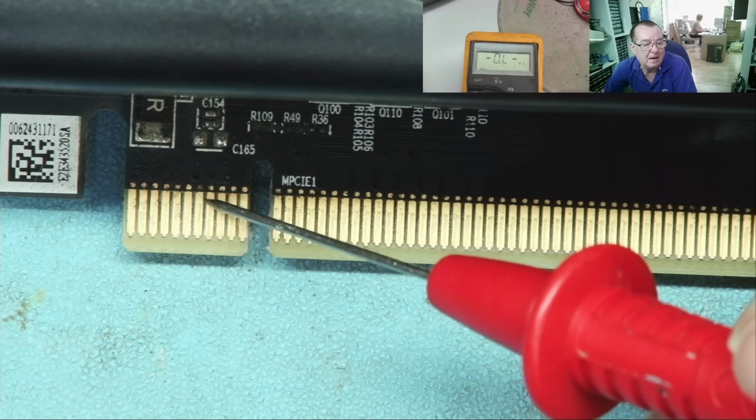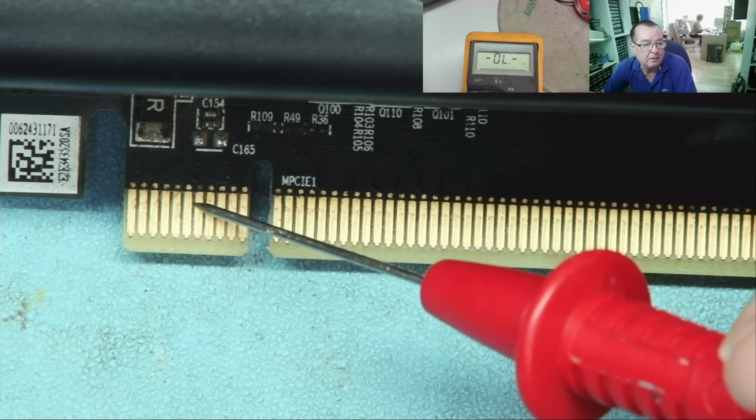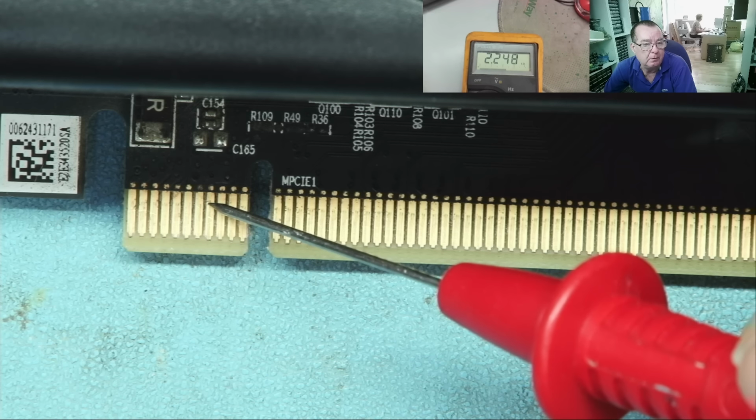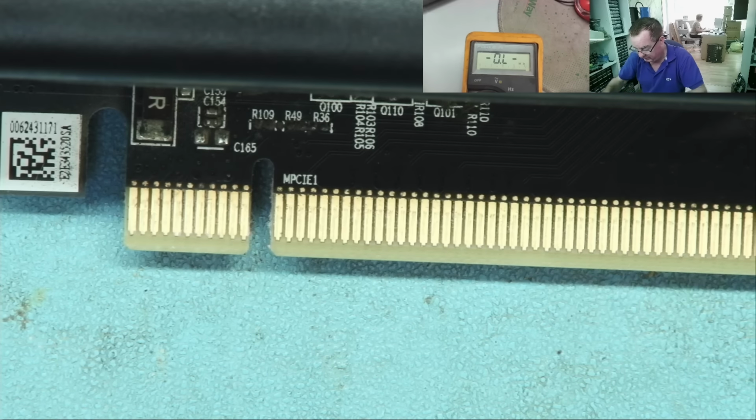I'm on the wrong pin there. Pin 5 is ground, by the way. It's pin 4. Yeah, 2.2, so they're about the same.